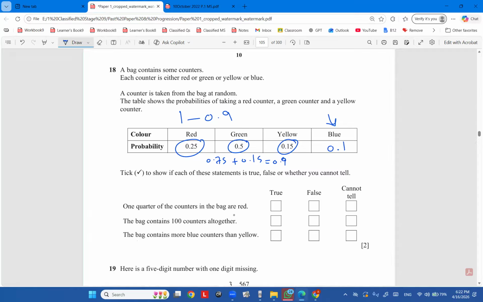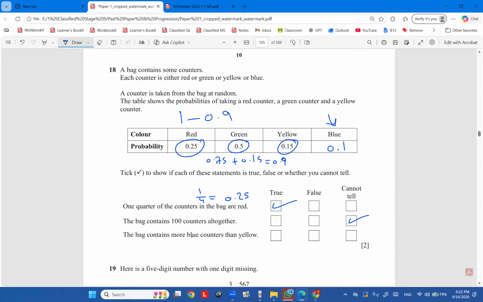1/4 of the counters in the bag are red. Yes, true, because red is 0.25, which is equal to 1/4. The bag contains 100 counters altogether. Well, we cannot tell. It could be 100 counters, it could be 10 counters, it could be 50 counters. We don't actually know. All we have is just decimals or fractions or percentages. We don't know how many counters there are. The question doesn't tell me any more information about this.